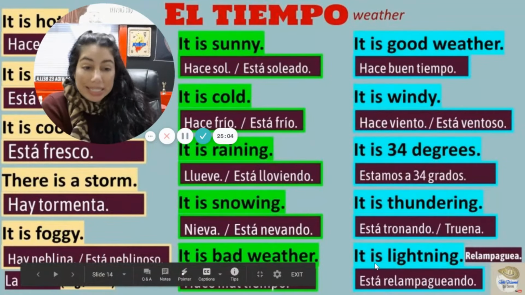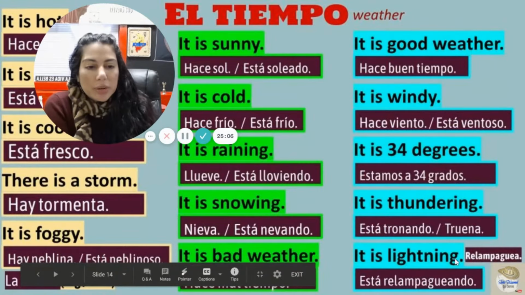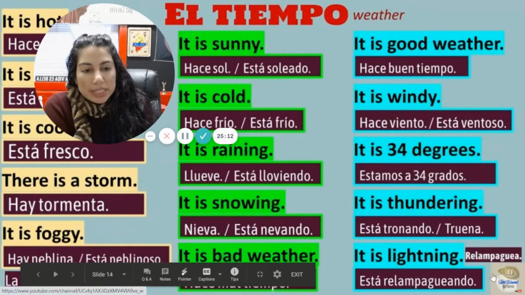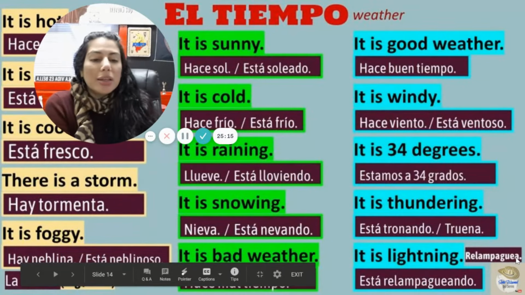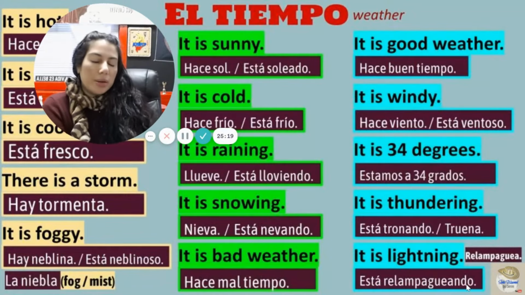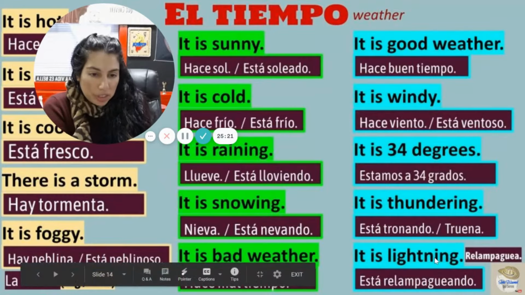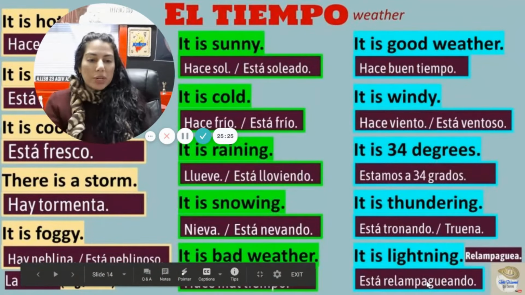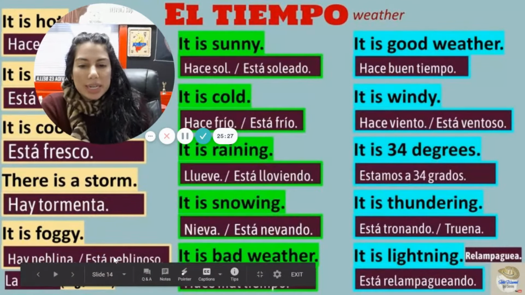It is lightning. The verb is relampaguear. So just like llueve and nieva, you can say relampaguea o está relampagueando, which would be the ing form for Spanish. So está relampagueando o relampaguea, they both mean it is lightning.